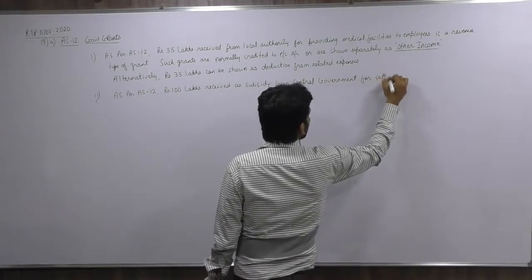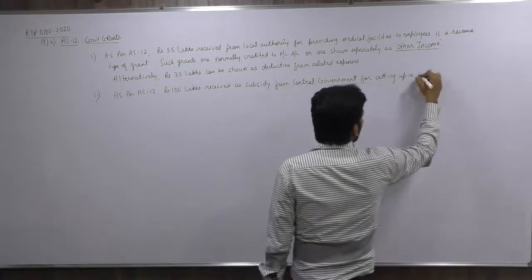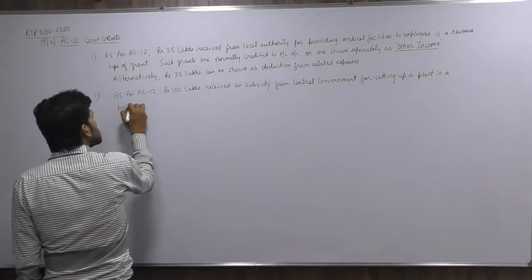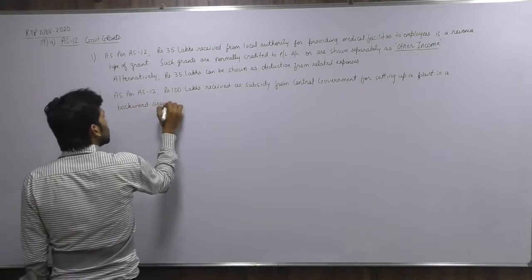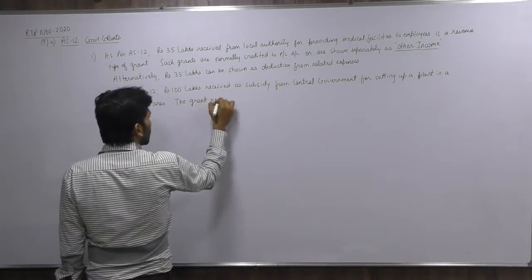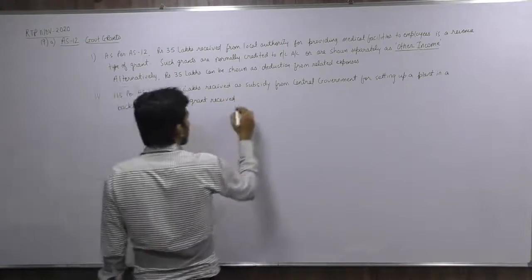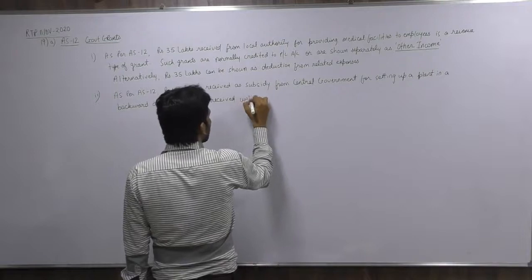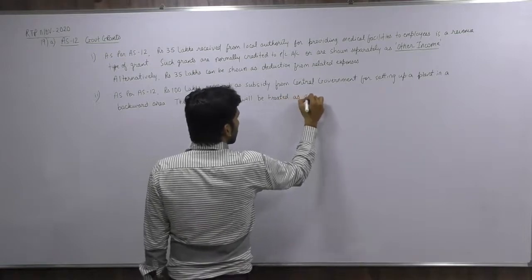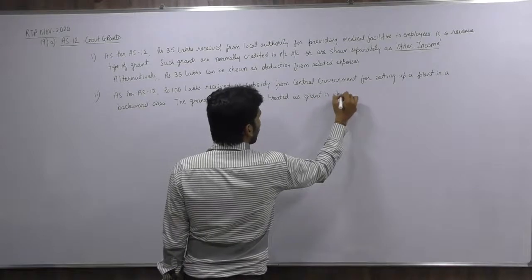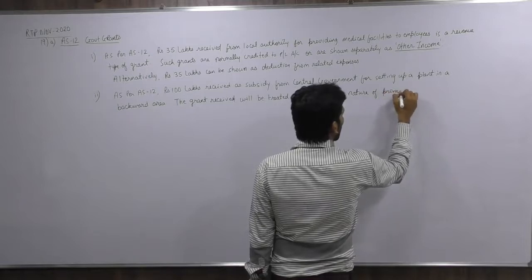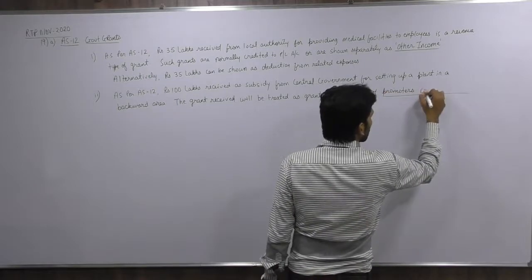For setting up a plant in a backward area, the grant received will be treated as a grant in the nature of promoter's contribution.